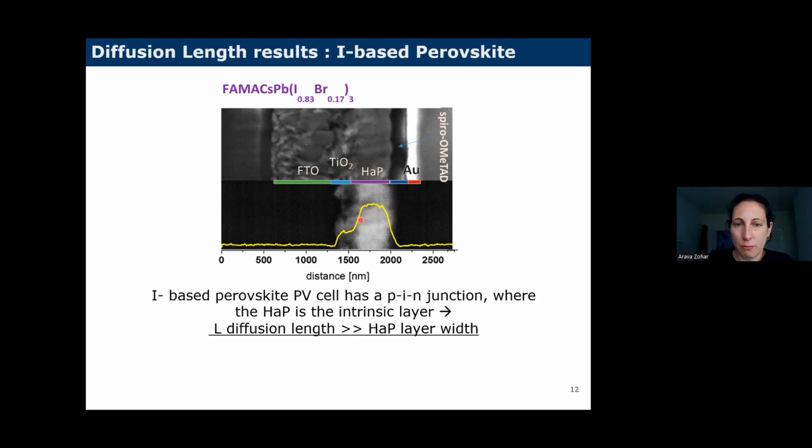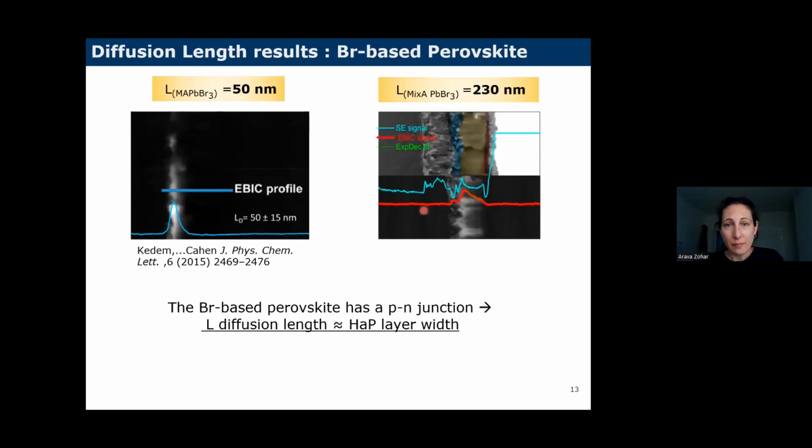You see the junction close to the selective contact, or drop, sorry, close to the titania and the spiro-MeOTAD. And we can say that here we don't have any issue of diffusivity or current collection, because we're getting uniform current from all our perovskite. This is amazing, and this is why people want to work on iodide. So the iodide is not our story. Let's look at the bromide.